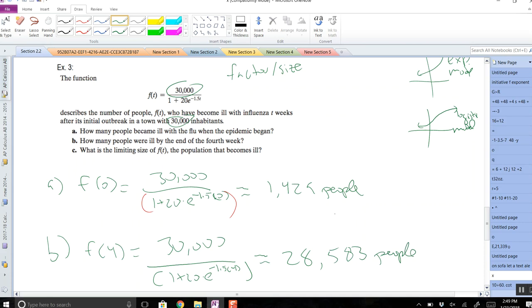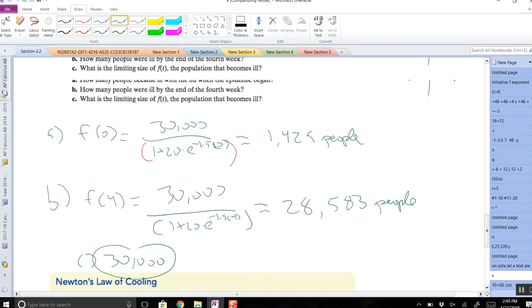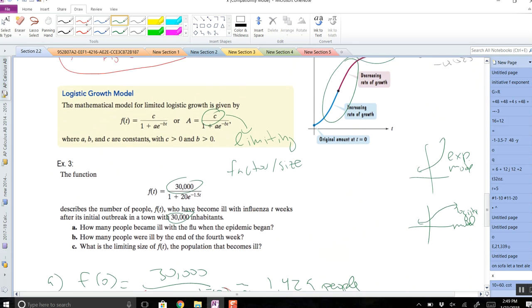But of course, it's going to slow down a little bit, because if I were to say what happens after 6 or 7 or 8 weeks, it won't increase as much as it did from A to B. The limiting size or factor is 30,000 people, that being your numerator. Also, let's think carefully.